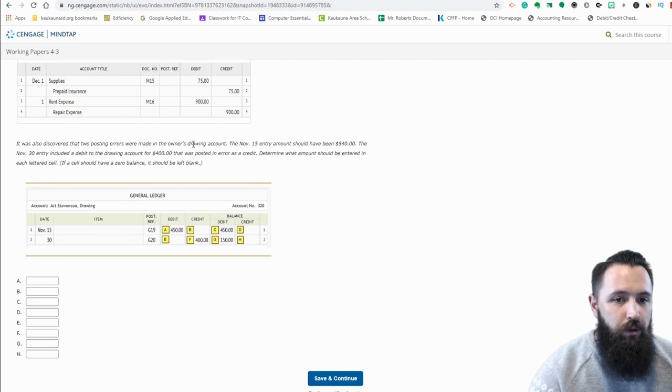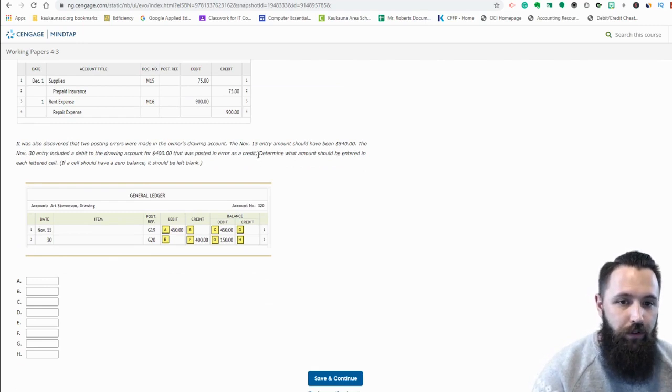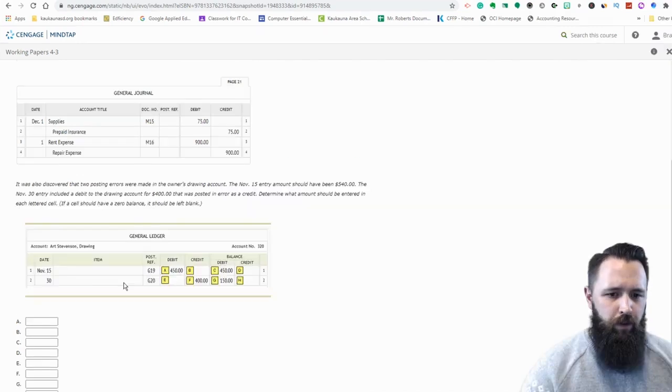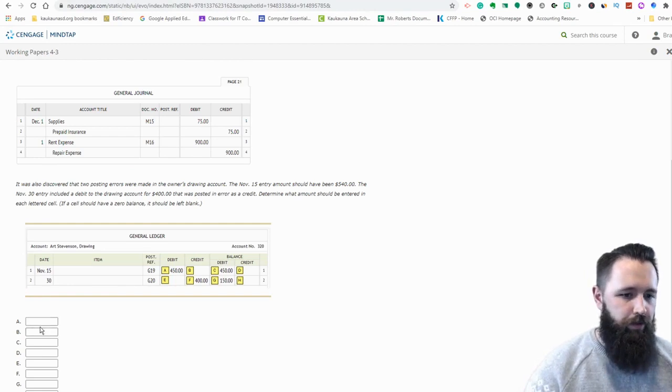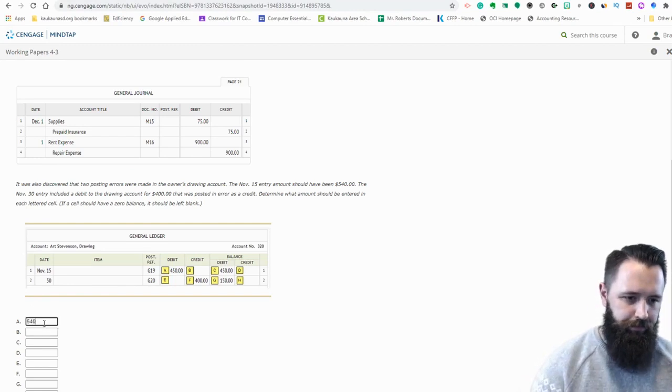So 2 posting errors were made. The November 15th entry should have been 540. Okay, so it looks like it's just a number. So it would be 540 instead of 450 here. Credit would still stay the same. And then the balance would still be 540.